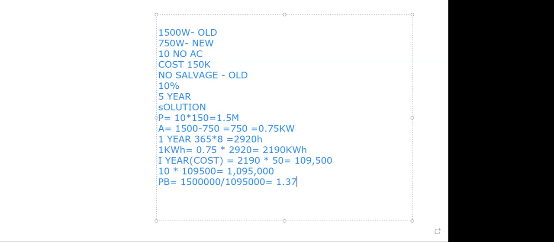If you want to know the exact month, simply multiply 0.37 times 12. It will give you the exact month. So it's giving me 1 year, 5 months. We're all engineers. We understand how I got it. 1.37 years means 1 year, 5 months. So the payback period is already 1 year, 5 months.